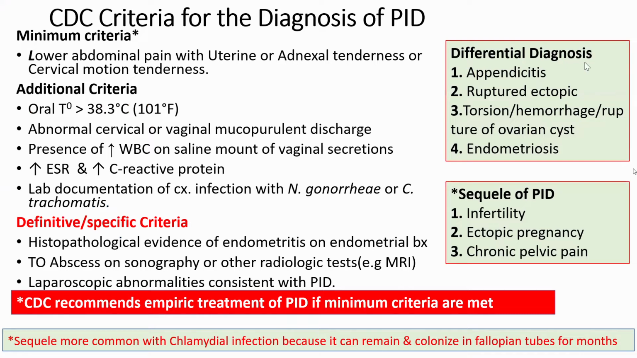For appendicitis, sonography will help, or there are some scoring systems. In case of ruptured ectopic, a pregnancy test should always be done, and an ultrasound should be done, like transvaginal or transabdominal ultrasound. An ovarian cyst will be visualized. If there is a torsion, it will be visualized in the ultrasound as well, even in endometriosis.